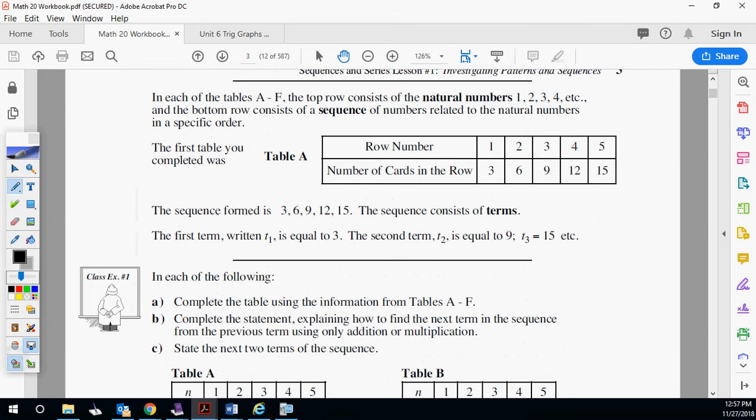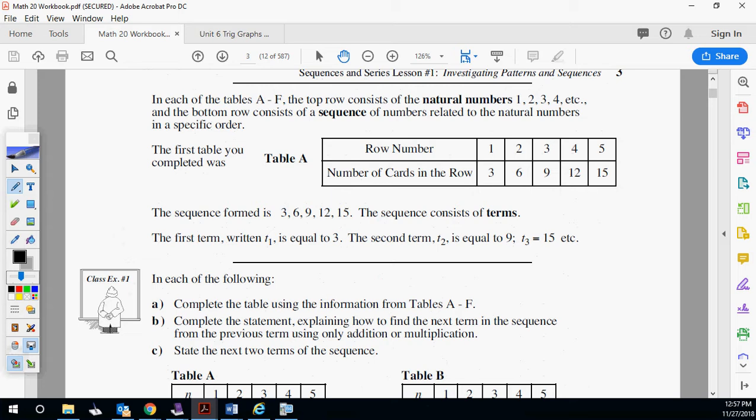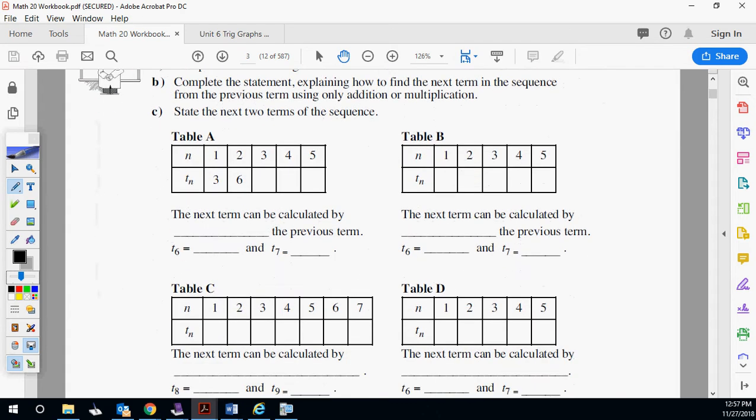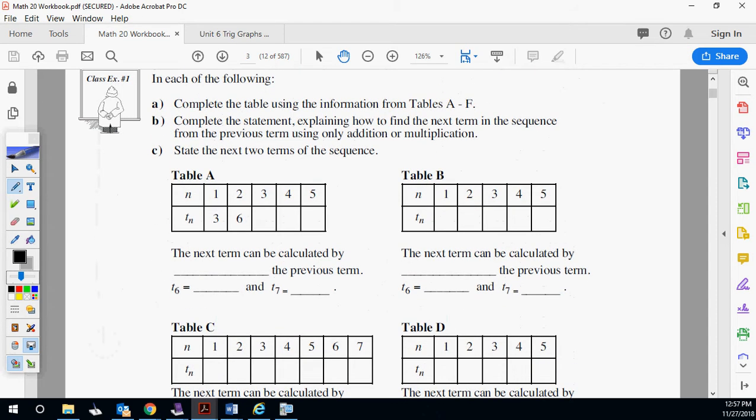Now we're going to kind of summarize. Oh, we got 2 more, sorry. To summarize: for each of the following tables, A through F, the top row consists of natural numbers, 1, 2, 3, 4. So that's like your term number. We're going to talk about that more later. And the bottom row consists of the sequence or the pattern that's related to that table or situation. So in each of the following, we're going to look at all these tables now. So complete all the tables from previous.